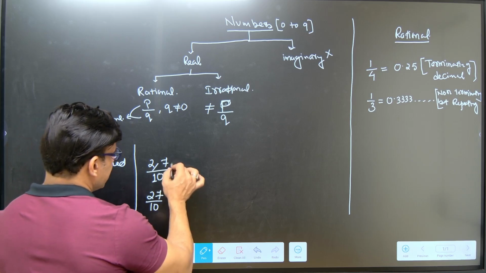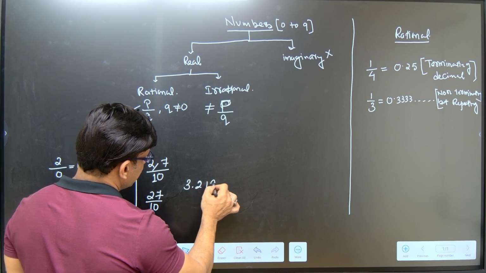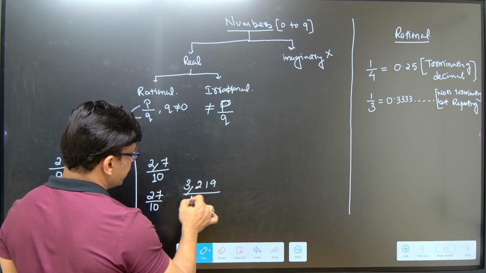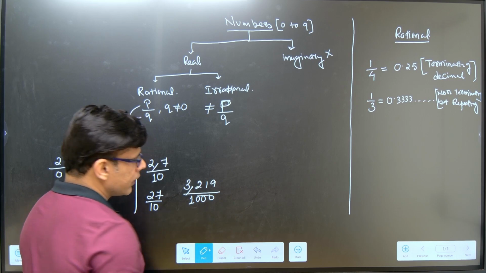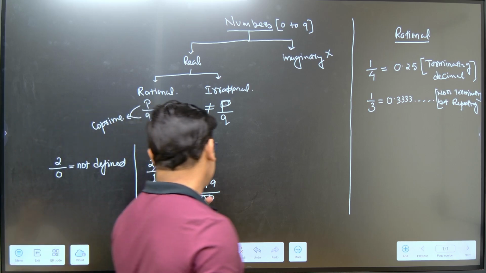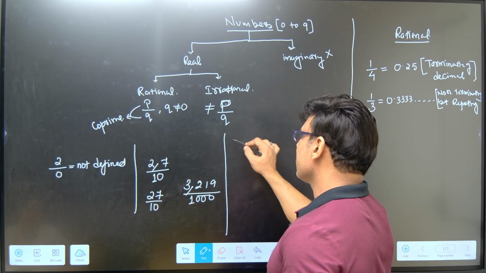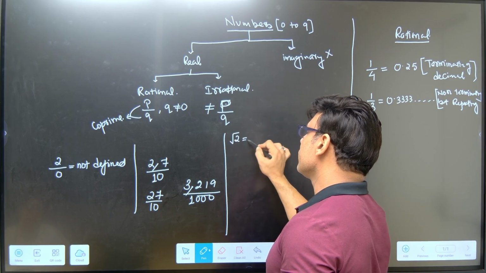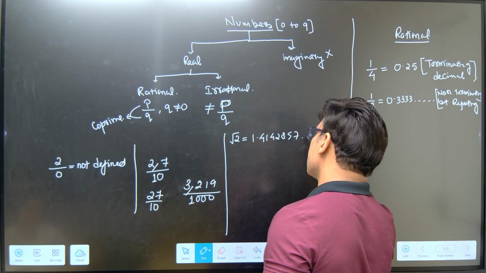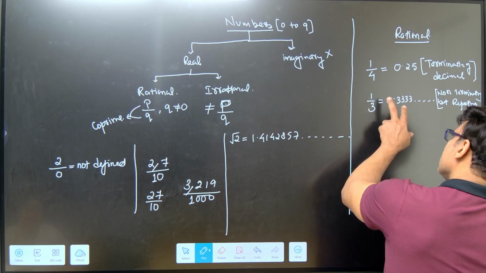Suppose even if I have, let's say, 3.219. If I write 1 in the denominator, remove the decimal, we'll get 3 zeros. Again, we write it in the form of P by Q. Here I am putting 3 zeros because after the decimal there are 3 digits. But an irrational number, for example root 2. Root 2 is 1.414287 and so on.